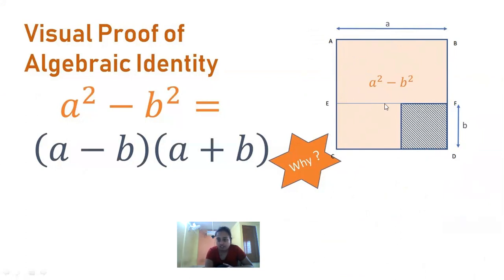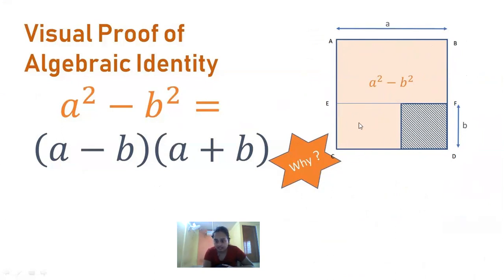Now if I wish to calculate the area of the pink portion, what will be my answer? I will take the entire area, which is a square, and subtract this small shaded region b square from it. Then we get the pink area. So the left hand side is the area of the pink region. Now again, if I wish to calculate the area of the pink region by taking this rectangle AEFB and also this rectangle ECMN, then I take the area of this rectangle plus this rectangle. This side is a minus b and this is a, so the area of this rectangle AEFB will be a into (a - b).